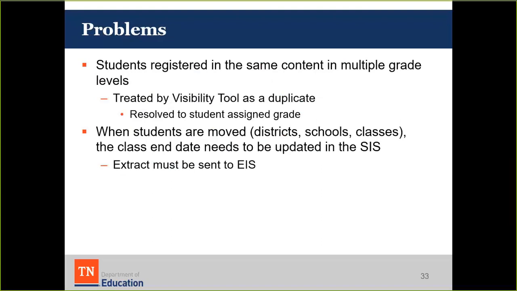Students registered in the same content in multiple grade levels. That was treated programmatically by the visibility tool as a duplicate and was resolved to the student's assigned grade. If you are struggling with this issue and you suddenly find a student reassigned, make sure that, for example, if you have a 7th grade student who is taking 8th grade math, you have them just in 8th grade math and not assigned to a 7th grade math course as well. They will be programmatically sent back to 7th grade, quote unquote, and we don't want to do that. We want them in the proper class that you have them set up for.